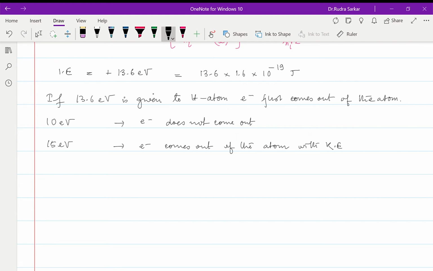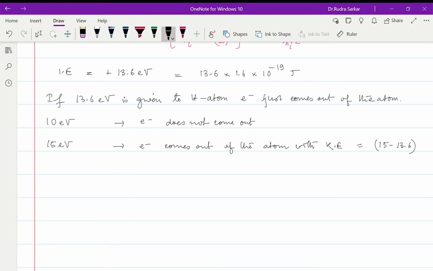What is that kinetic energy going to be? You will say 15 minus 13.6. The electron comes out of the atom with that kinetic energy. So this is 15 minus 13.6.